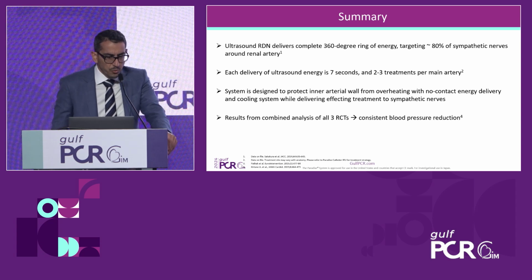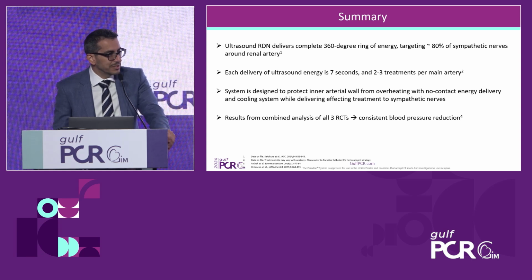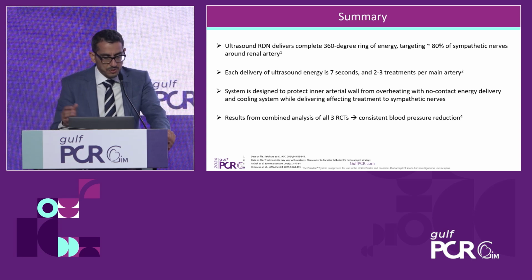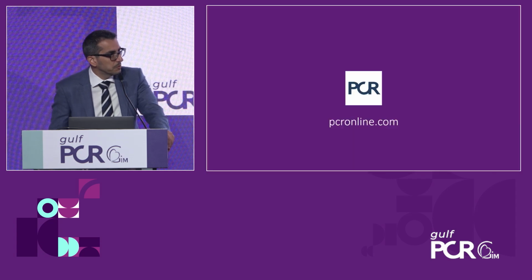So just in summary, we have the ultrasound technology, slightly different. You have to pick your balloon sizes. The idea is to give a complete 360 ring of energy that should target about 80% of your sympathetic nerves. The delivery is a 7-second delivery. You use about 2 to 3 seconds per main artery, and you go to each from the right side and the left side, of course. The system is designed to protect the endothelium, and we have also supportive randomized controlled trials for this form of renal denervation. And we'll stop over here. Thank you.